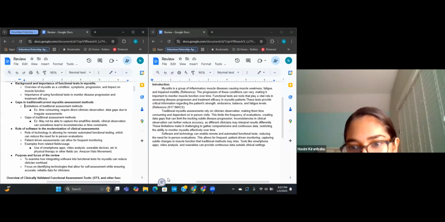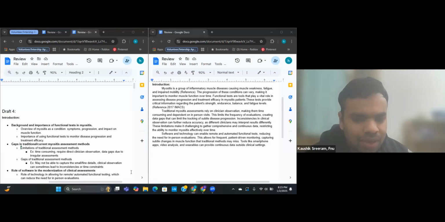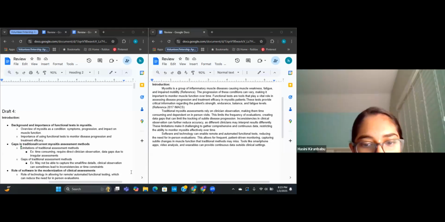Traditional myositis assessments rely on clinician observation, making them time-consuming and dependent on in-person visits. This limits the frequency of evaluations, creating data gaps that can limit the tracking of subtle disease progression. Inconsistencies in clinical observation can further reduce accuracy as different clinicians may interpret the results differently. These limitations make it challenging to gather comprehensive continuous data. Hold. So, that is supposed to be a limitation, right? Now, go back to your outline.